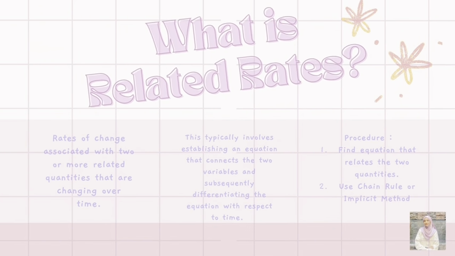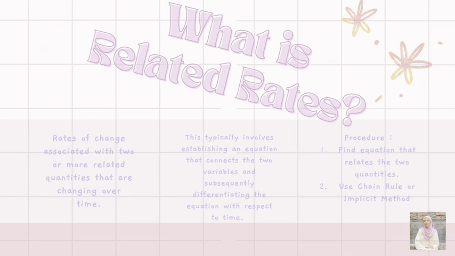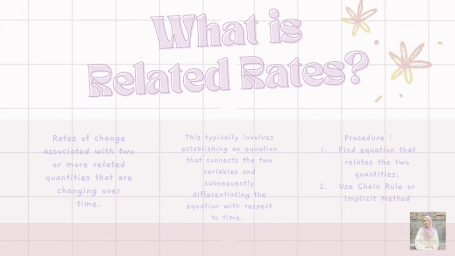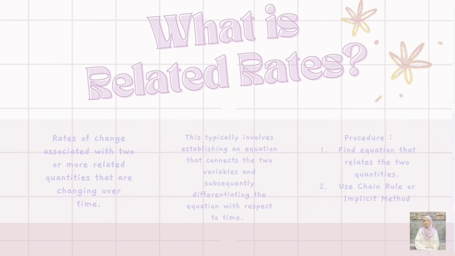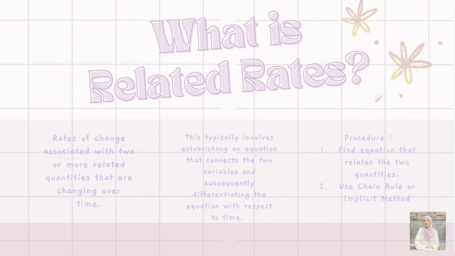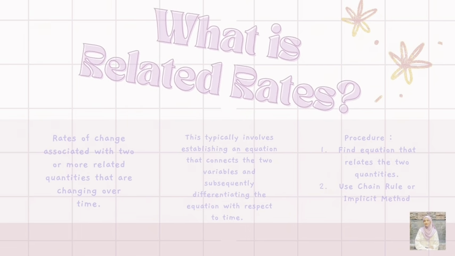The procedure involves two steps. First, determining an equation that relates the two quantities. Secondly, applying the chain rule or the implicit differentiation method.